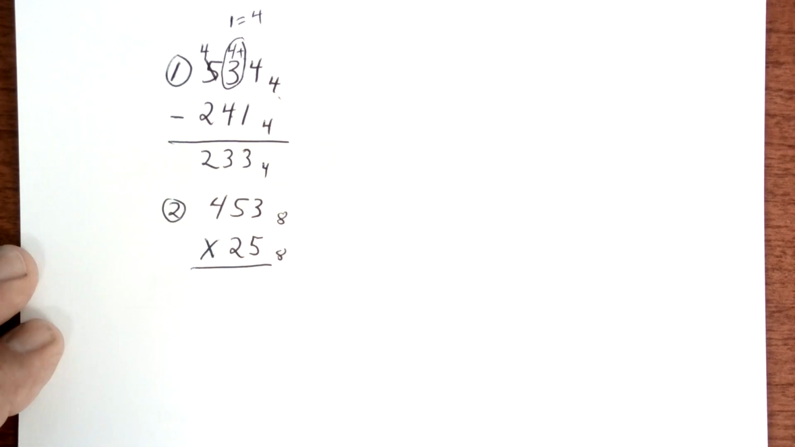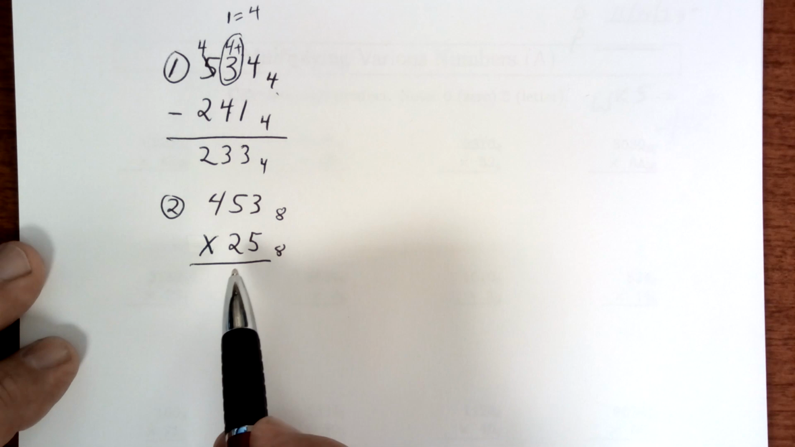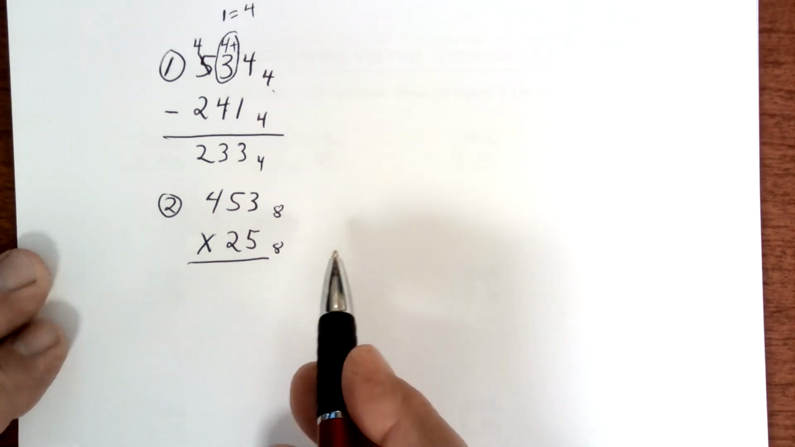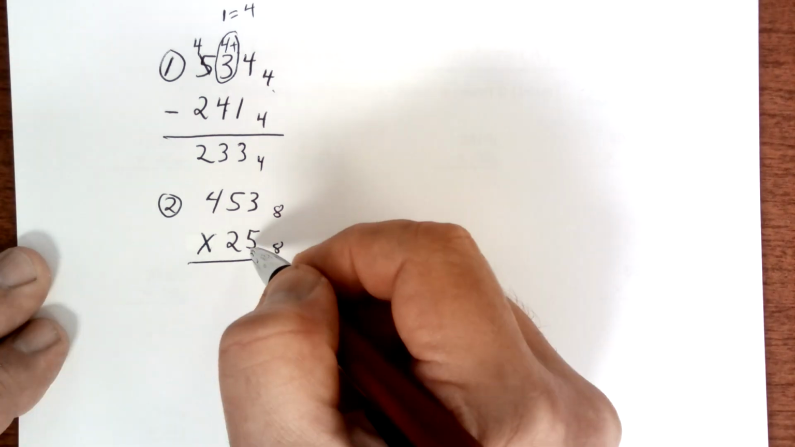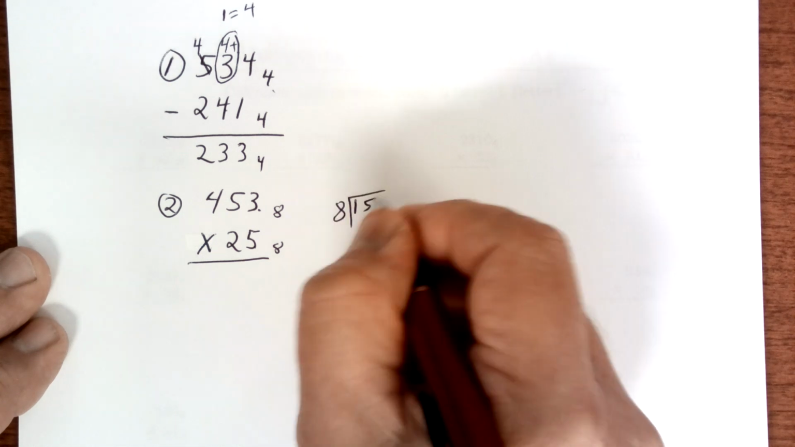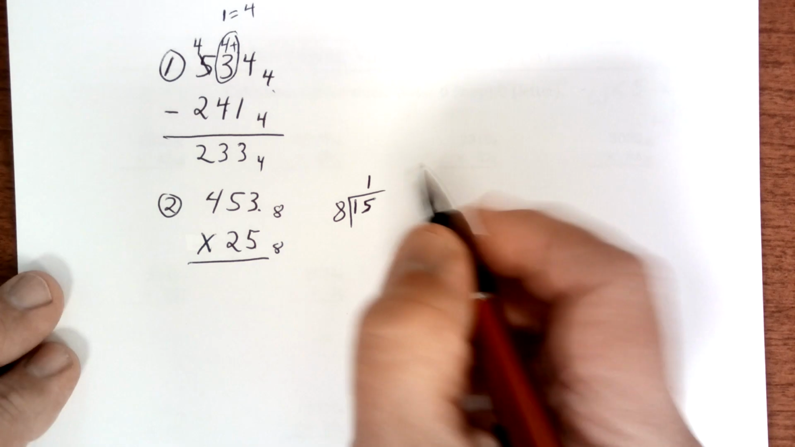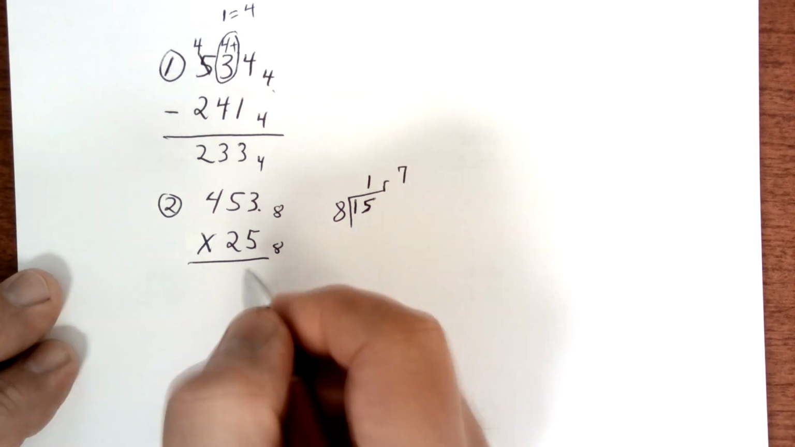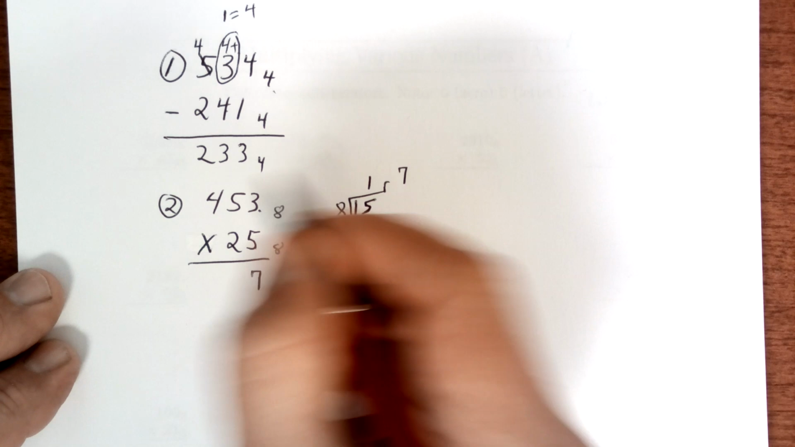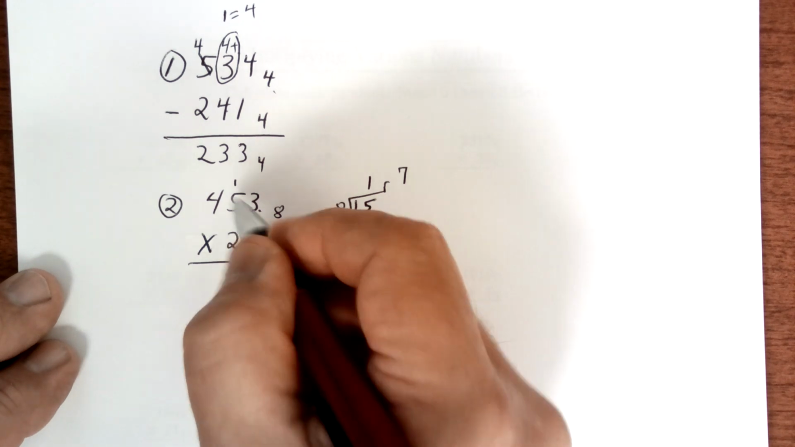And there you go. This one right here is base 8 and you're multiplying, okay? So 5 times 3 is 15, and 8 goes into 15 one time with a remainder of 7. So put a 7 here and carry that 1. 5 times 5 is 25, plus 1 is 26.